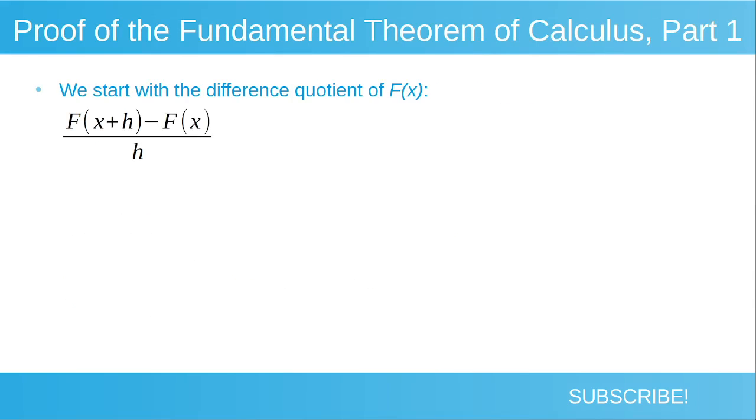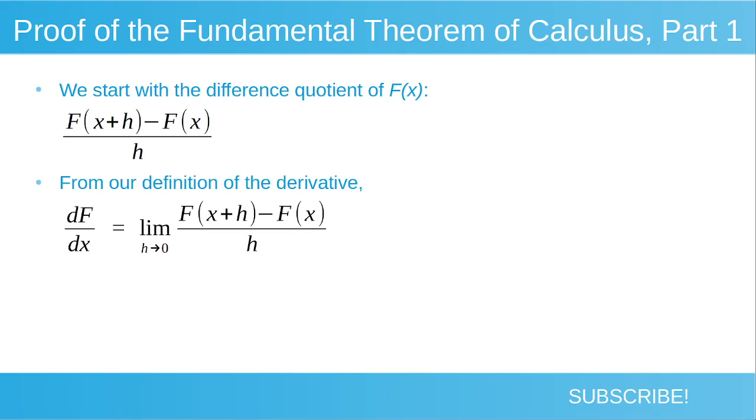We start with the difference quotient of the function capital F of x. This is shown here as capital F of x plus h minus capital F of x, divided by h. This difference quotient of capital F of x is equal to the rate of change of the function capital F of x over the interval with length equal to h.